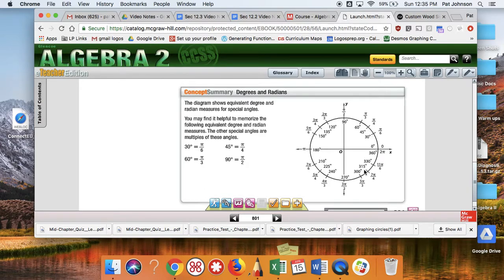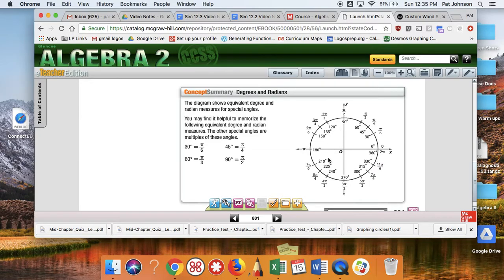So instead of memorizing all of these, I just go, well, I know it goes up 30, and then there's 2 more. There's a total of 3 in between here, and it's 30, 45, 60, and then 90. Add 30, 15, 15, 30.